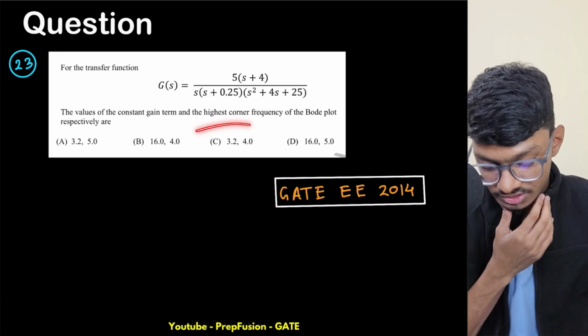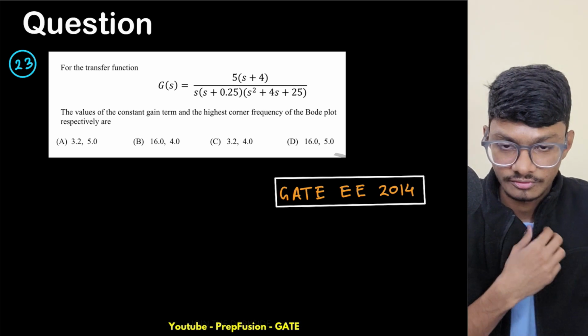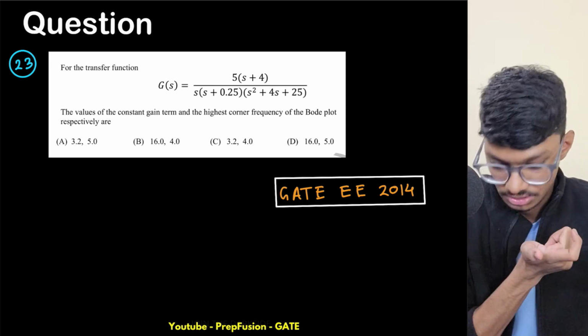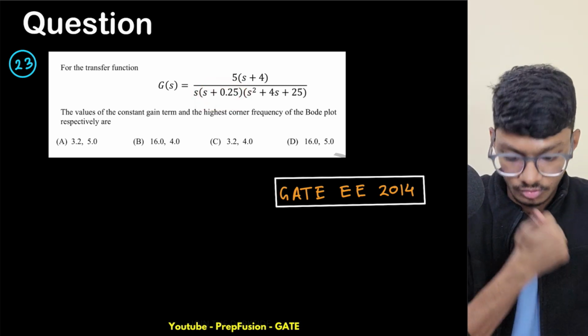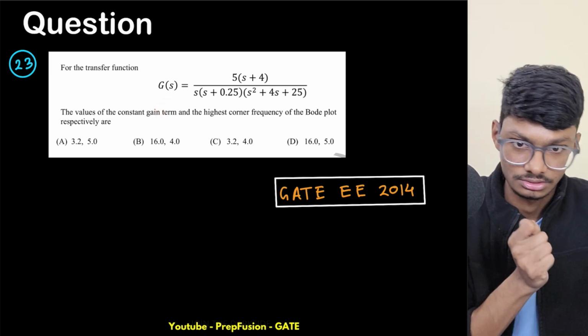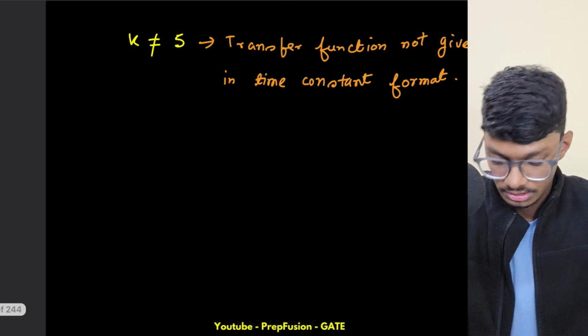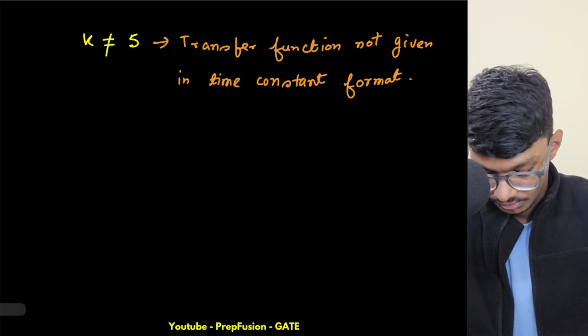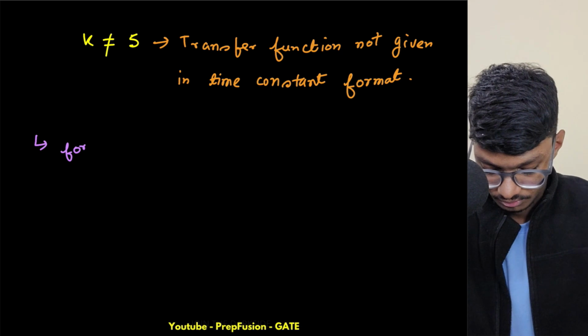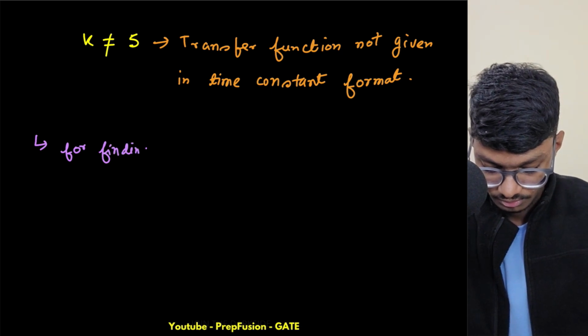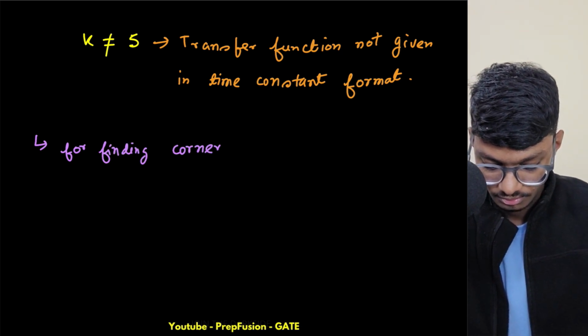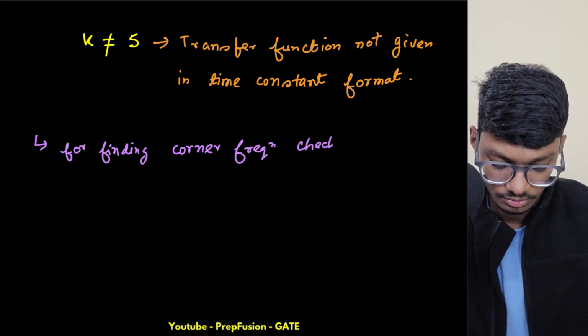They have asked for the highest corner frequency. For finding the highest corner frequency, obviously you will need the location of the poles. So here, what is the location of the pole? Here one pole location is at 0, and there is 0.25. Obviously these two are there, but we have to check the location of the poles here.